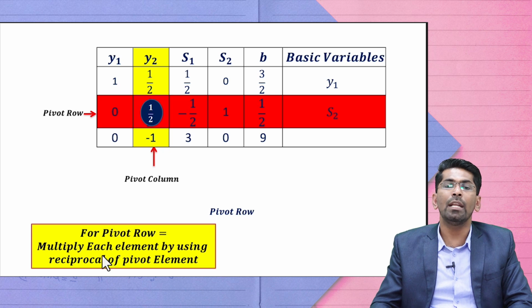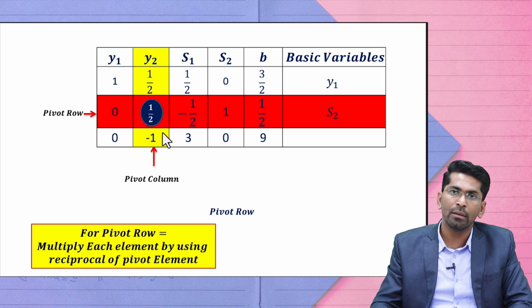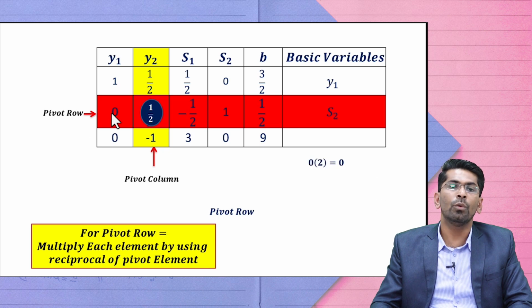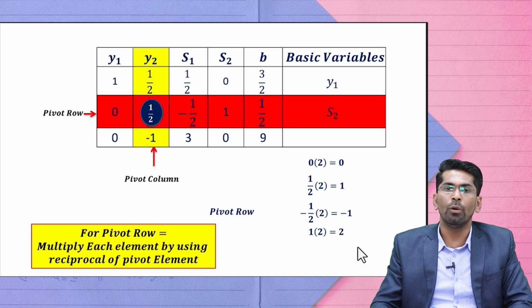We are going to multiply each element in this given simplex tableau by the reciprocal of the pivot element. The reciprocal of the pivot element will become 2 by 1, which is equal to 2. So I am going to multiply each value in the pivot row by 2. So it will become 0 into 2, which is 0, 1 by 2 into 2, which is 1, then -1 by 2 into 2, which is -1, then 1 into 2, which is 2, then 1 by 2 into 2, which is 1.